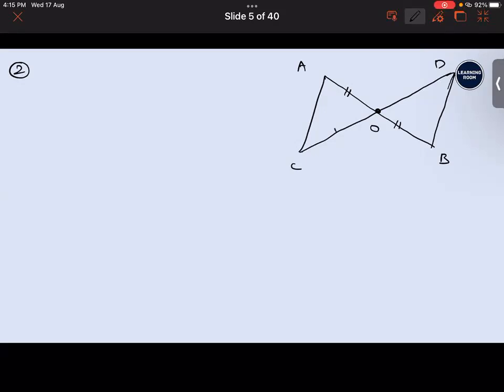So we need to prove that AC is equal to BD and AC is parallel to BD. So how do we do that? AC is equal to BD. So you need to prove that. Is that what they ask? Yes. I also need to prove AC is parallel to BD. That is the question, to prove is what we are trying to say.